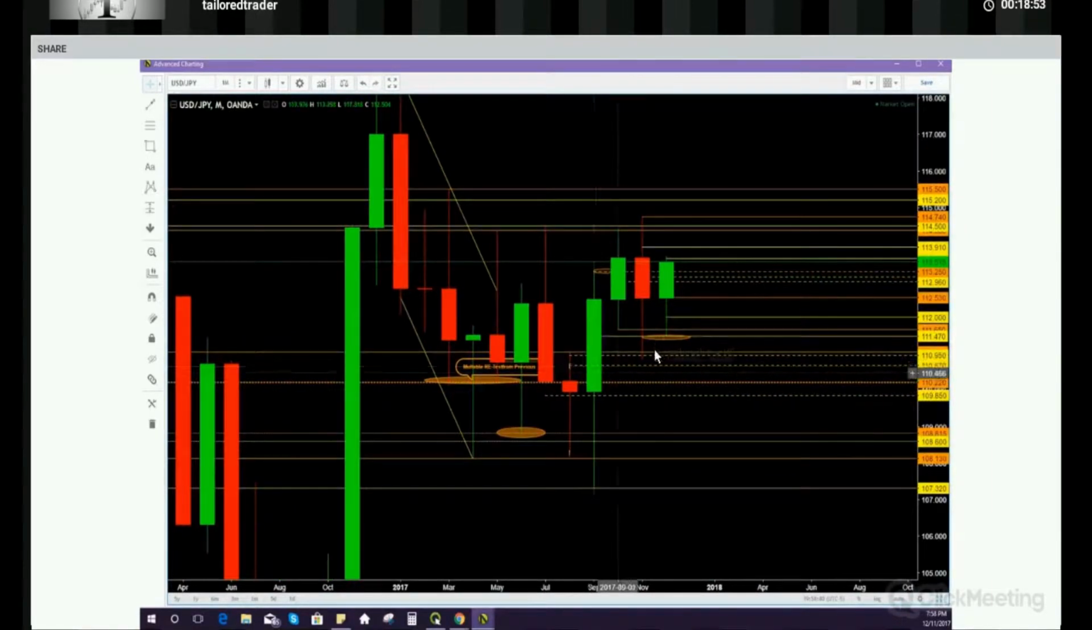Real quick, we did spike down last month. We're coming back in, and we're just trading right back inside of the past three months range. So I don't want to take too much time on that.